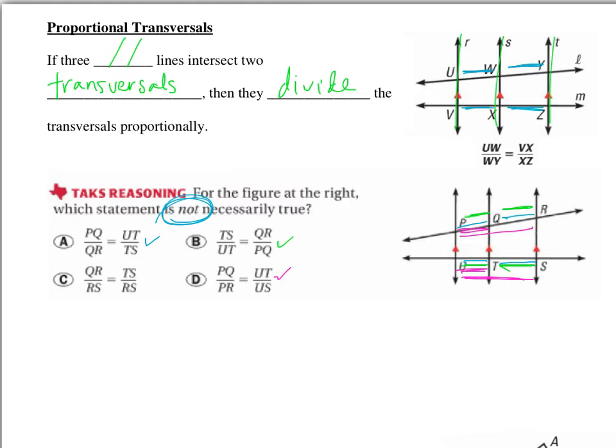Lastly, I'm going to do it in orange, so QR over RS, so that's kind of a little different, that it's going the different direction, and then TS over RS. And that would definitely not necessarily be true, so that's the one that we're going to be circling that is not always going to be working.